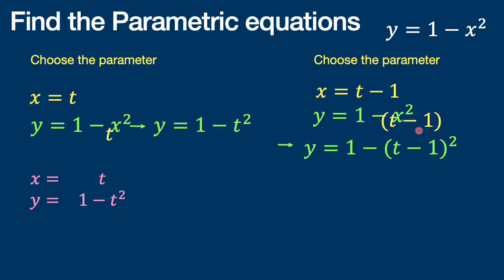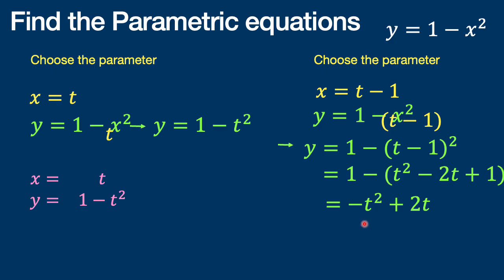So let's simplify (t minus 1) squared. So 1 minus (t squared minus 2t plus 1). Distribute the negative. You have negative t squared plus 2t. Negative 1, positive 1 is cancelled out. So you have x equal t minus 1, y equal negative t squared plus 2t. Whatever you pick as the parameter for the rectangular equation, both parametric equations represent this rectangular equation.